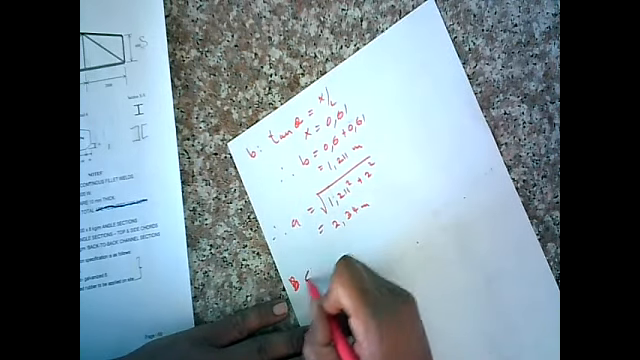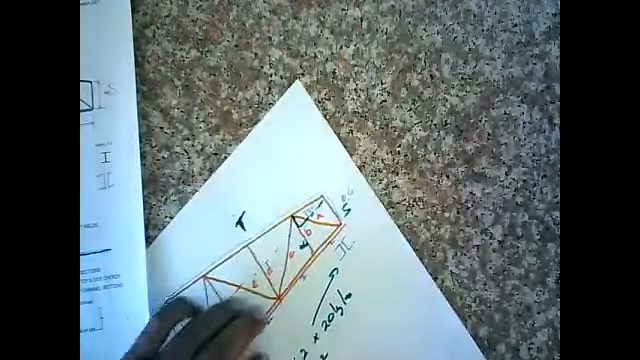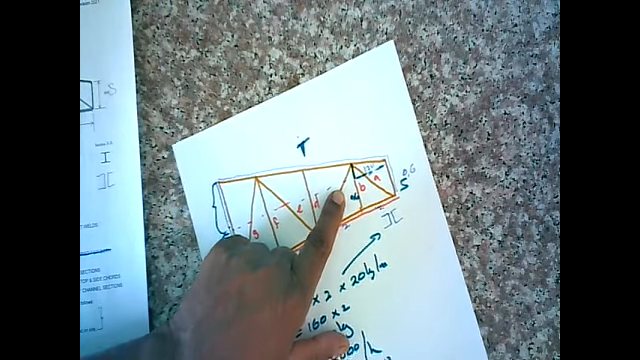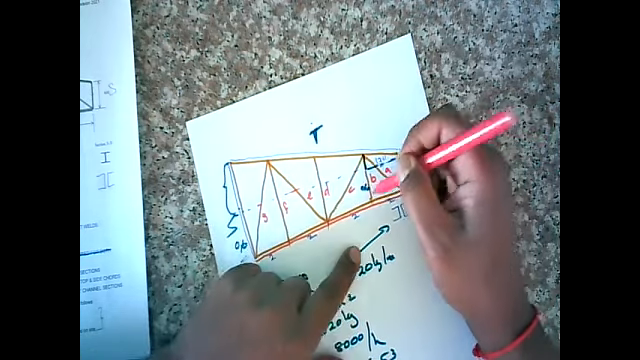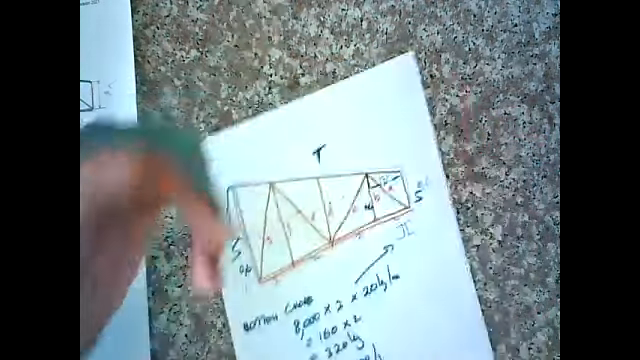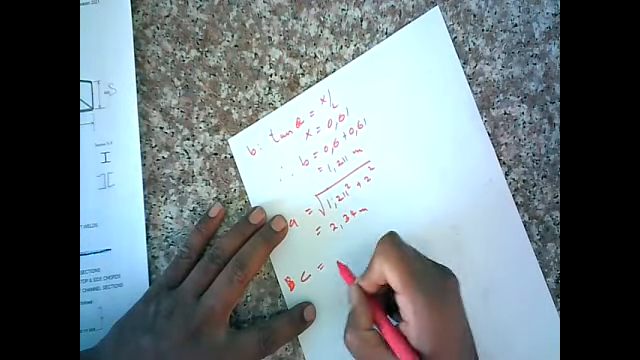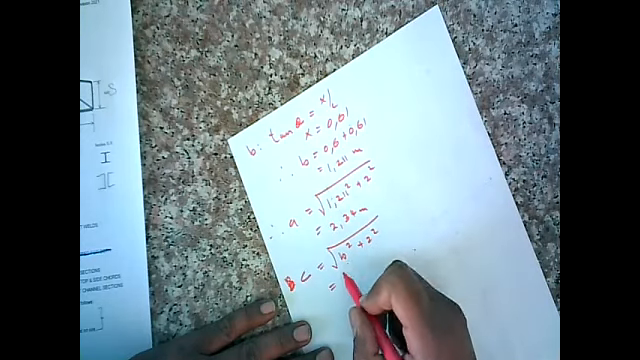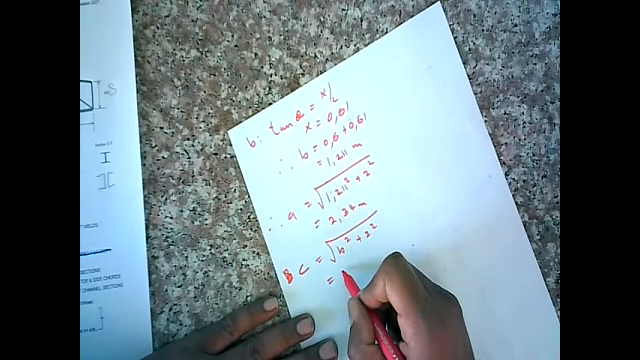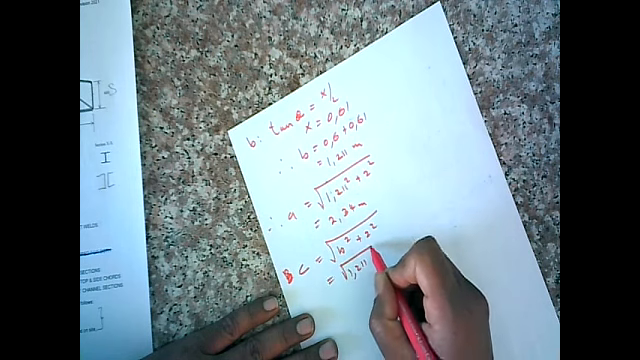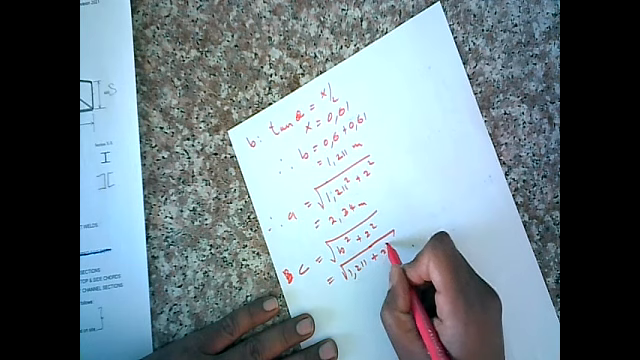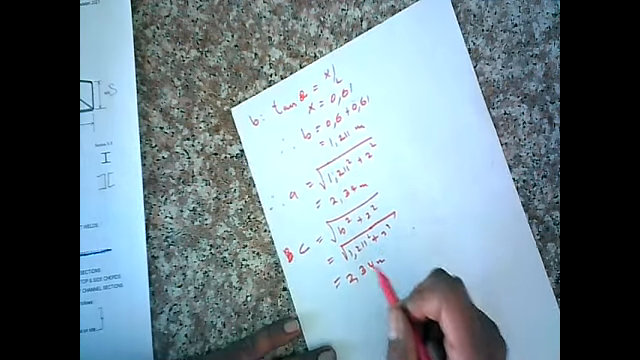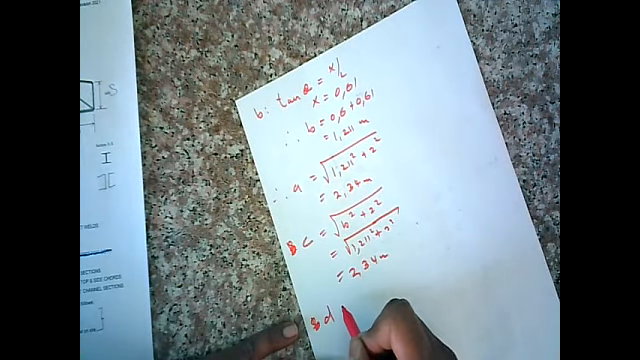And let's look at C. C is that one. If we know B and we know that, then once again, the theorem by Pythagoras comes in, root of B squared plus 2 squared is equal to 1.211. And those of you a little quick, you'll realize this calculation has already been done. And what are you getting? 2.34 meters also.